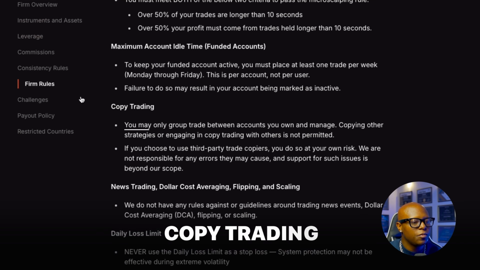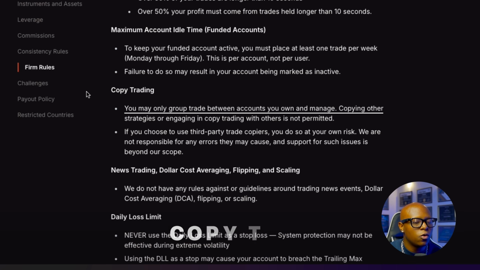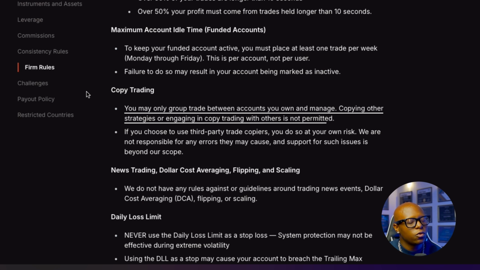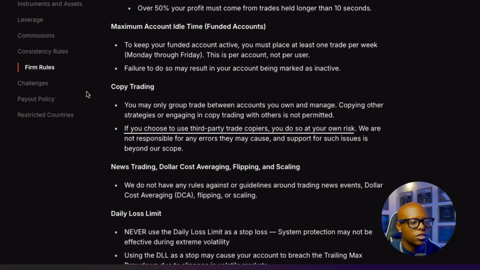For copy trading, you may only group trades between accounts you own and manage. Copying other strategies or engaging in copy trading with others is not permitted. If you choose to use a third-party copier, you do so at your own risk.